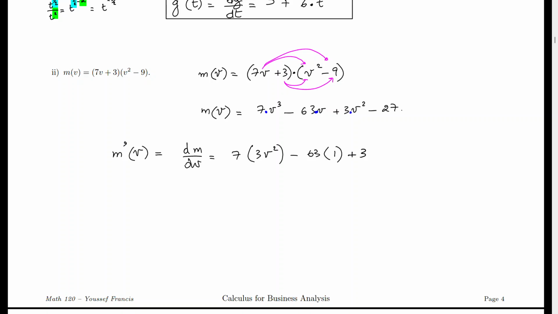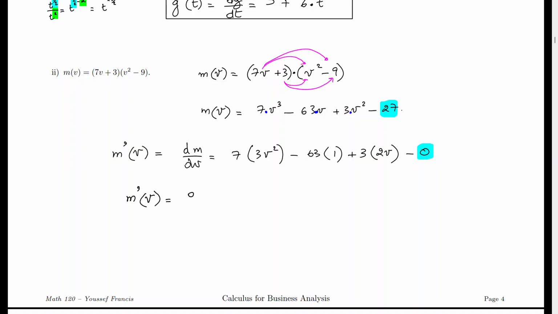Next, we ignore the 3. We differentiate the v squared. That's going to be 2v. And finally, the 27, the derivative of that is going to be 0 because 27 here does not have any variables. So its derivative is 0. And so we're basically done.